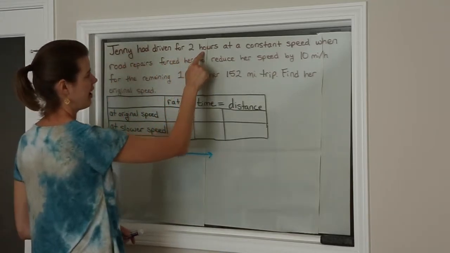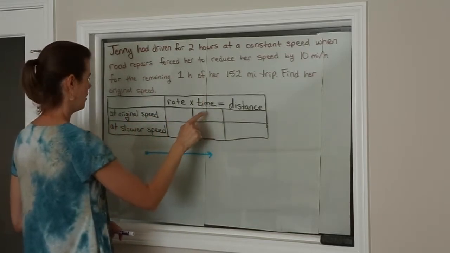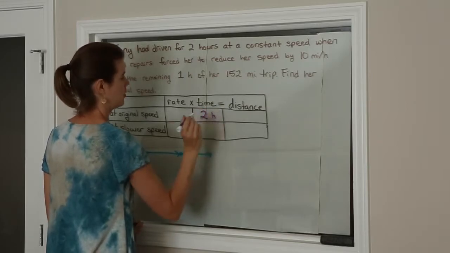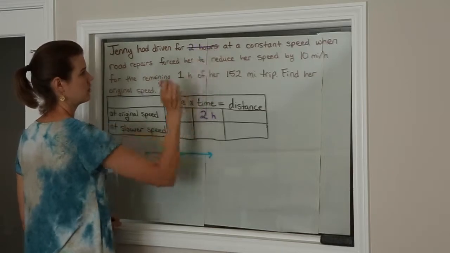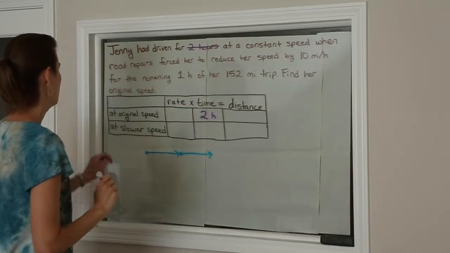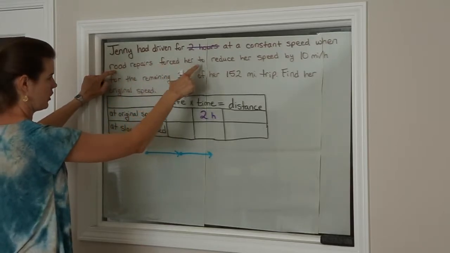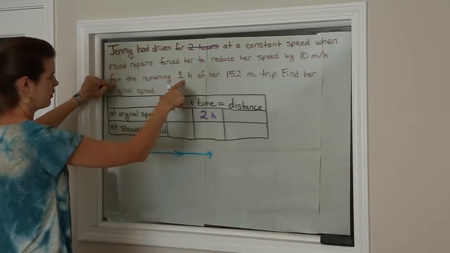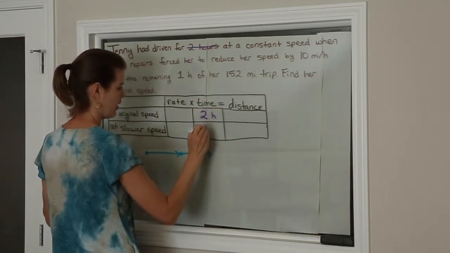Alright, Jenny had driven for 2 hours at a constant speed. So her original time was 2 hours. So we've used that piece of information. And then after she drove for 2 hours at a constant speed, road repairs forced her to reduce her speed by 10 miles per hour for the remaining 1 hour of her trip. So at the slower speed, she only went 1 hour.